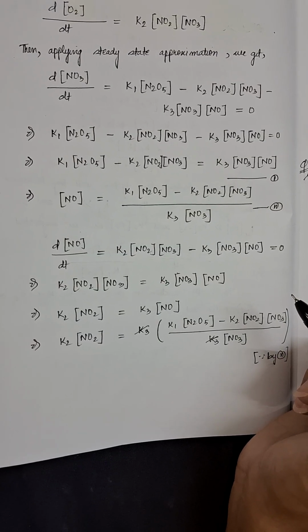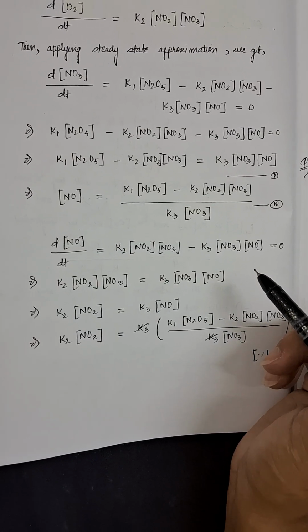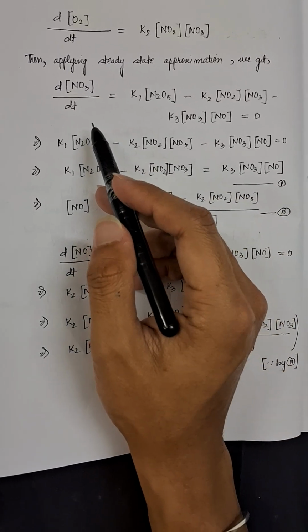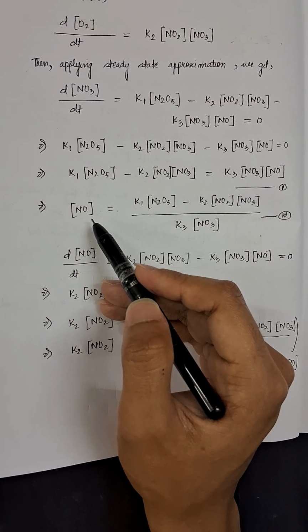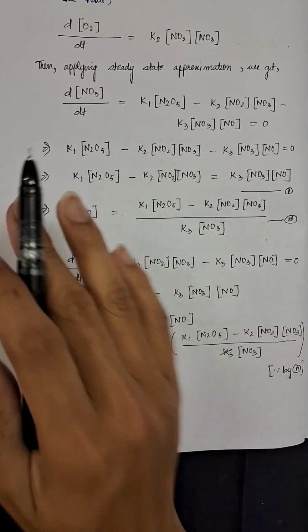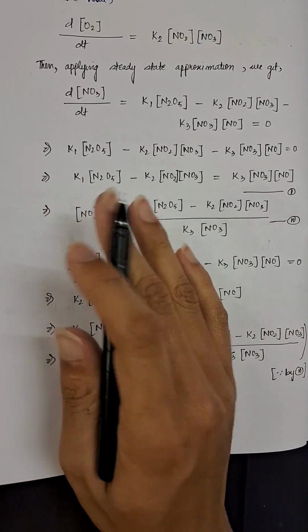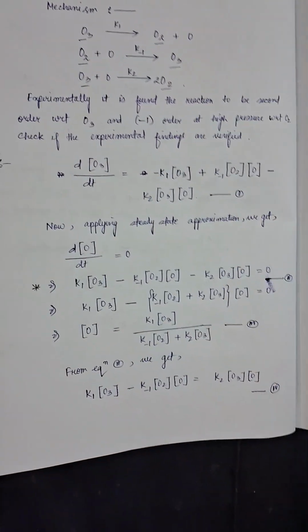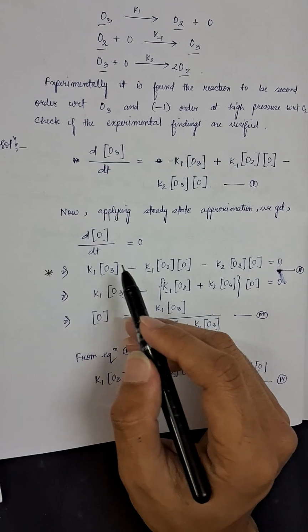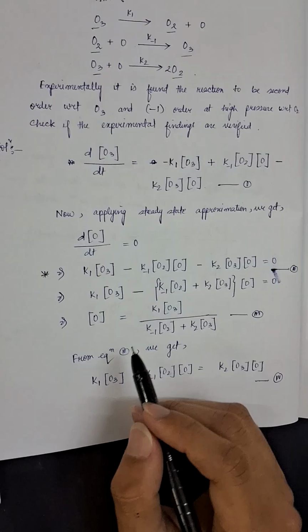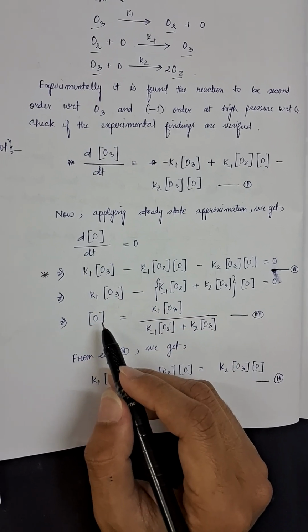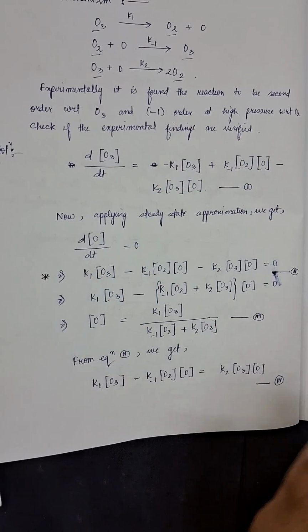Well, you're solving for NO3, find for NO, the other intermediate. If there was only one intermediate, you find the, here in this oxygen, you apply steady state approximation on the intermediate, find the concentration of itself, O itself, and apply that in the rate equation.